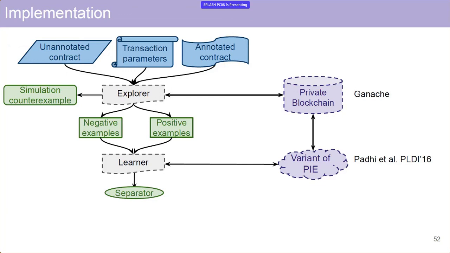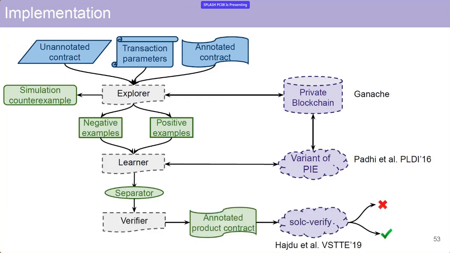Then we learn a separator between these two sets of negative and positive examples, and we use a verifier where we build the product contract that is annotated as an invariant with the separator. And we use the SolC verifier, which is a modular verification tool that is built on top of Boogie to check whether the separator is indeed an inductive invariant or not.